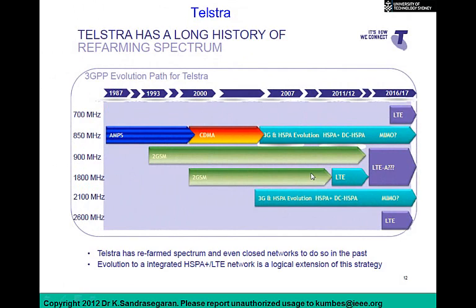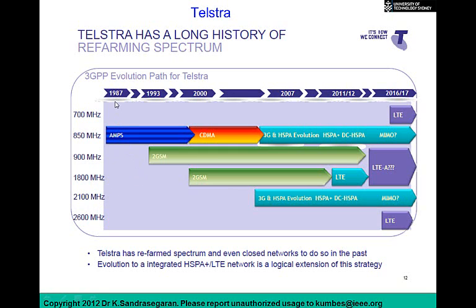Okay, so we'll look at Telstra specifically because it's the biggest operator in Australia, and look at what's happening in terms of spectrum. So you can see that the most important spectrum here was the 850 megahertz spectrum, the 900 megahertz spectrum, the 1800 megahertz spectrum, and the 2100 megahertz spectrum. These were the important ones.